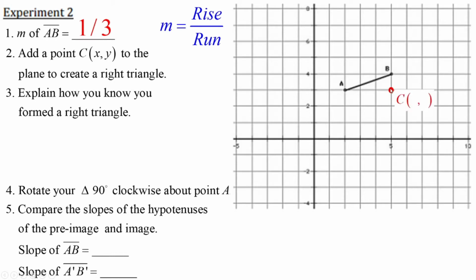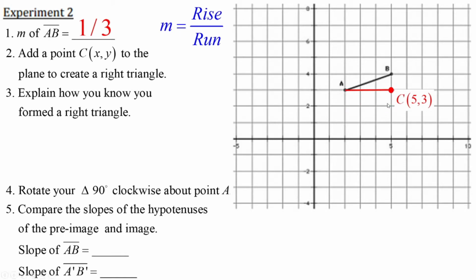Now, do you agree? C, which has coordinates now, let's see. The x would be 1, 2, 3, 4, 5. And the y would be 1, 2, 3. Okay. So, does that point C form a right triangle?